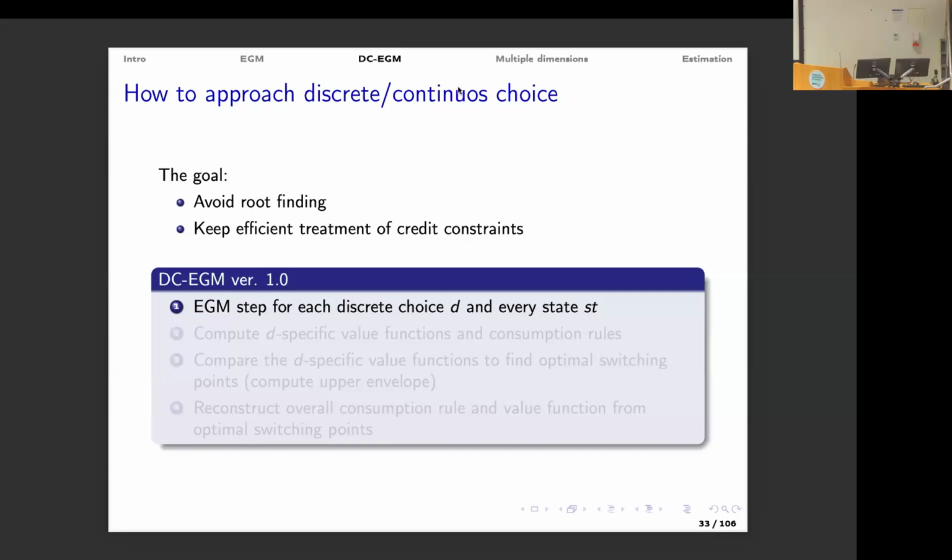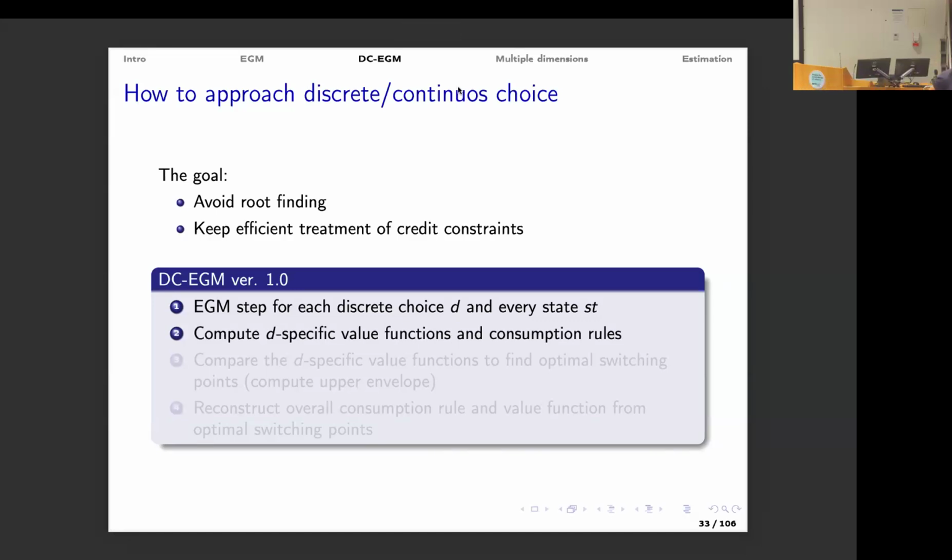So let me try to construct EGM now in this new world. The goal is going to be to avoid root finding. I think that's the killer feature of EGM that we would like to keep. It would be nice to also keep efficient treatment of the credit constraint if possible. Now, the main idea is to say that, let's just condition on a discrete choice and do the normal EGM at every state. I have allowed for this additional state, D, in this formulation.